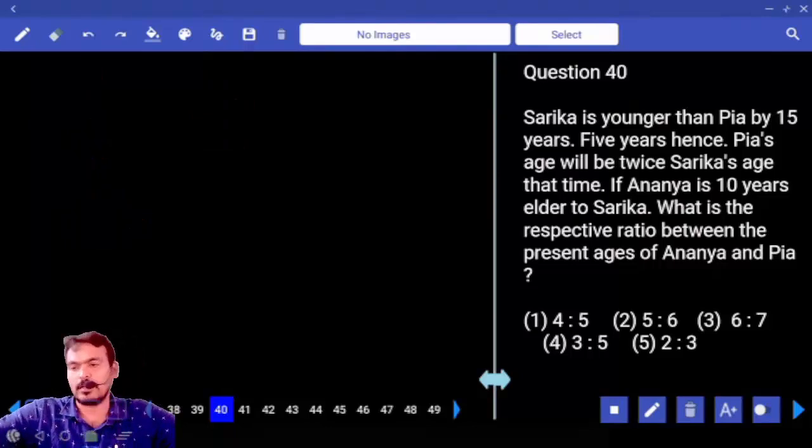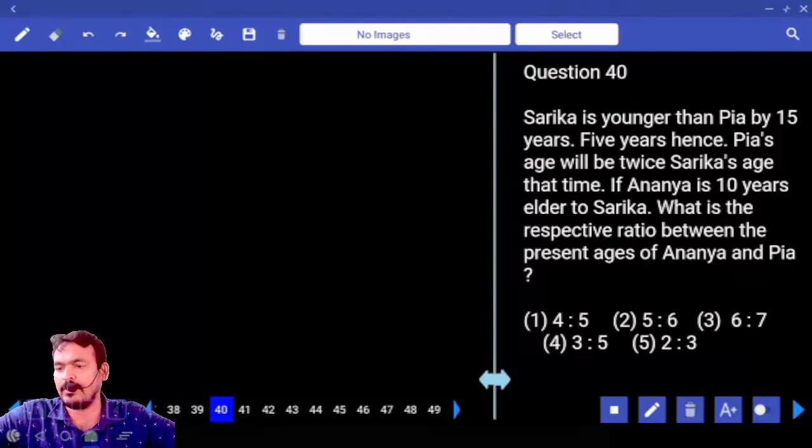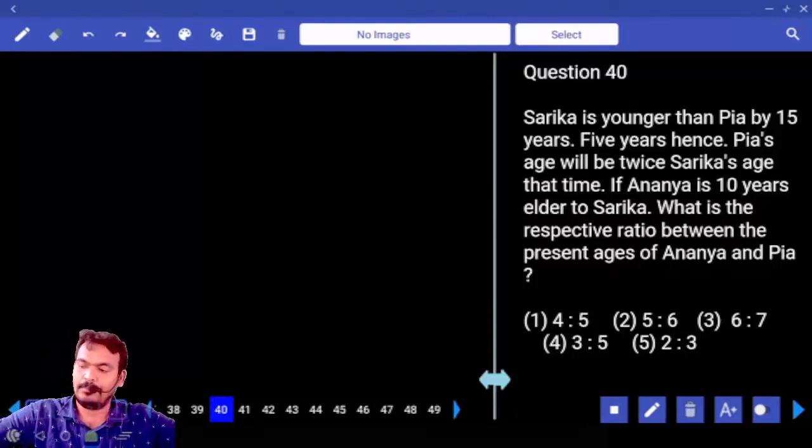Question number 40. Sarika is younger than Pia by 15 years. 5 years hence, Pia age will be twice of which one? Sarika's age at that time. If Ananya is 10 years elder to which one? Sarika. What is the respective ratio in the present age of Ananya and Pia?